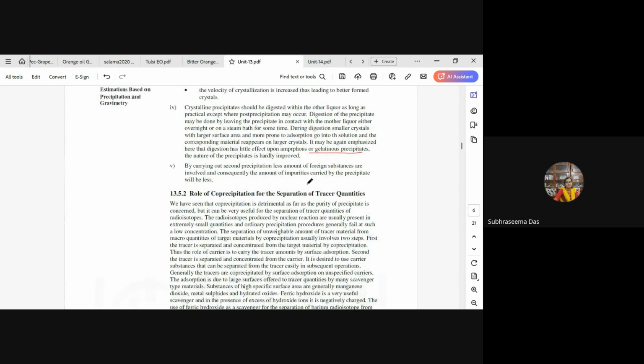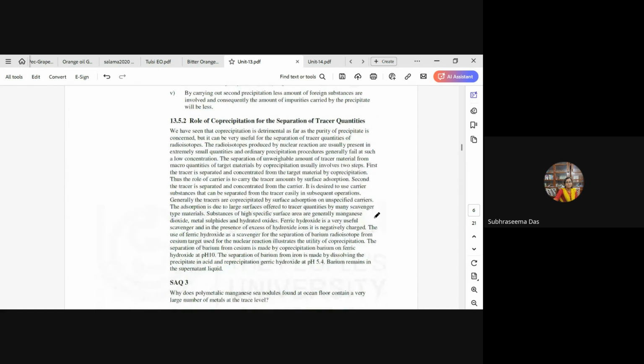We can also carry out a second precipitation. Fewer foreign substances are involved, and consequently the impurities formed will be very few. So these are the 5 points that we need to remember while minimizing co-precipitation. Now coming to the role of co-precipitation in the separation of tracer quantities. We see that co-precipitation is actually contamination of the precipitate, so in order to obtain a pure precipitate, we have to avoid the possibility of co-precipitation.